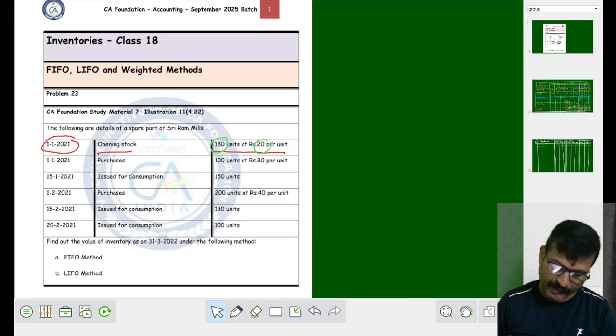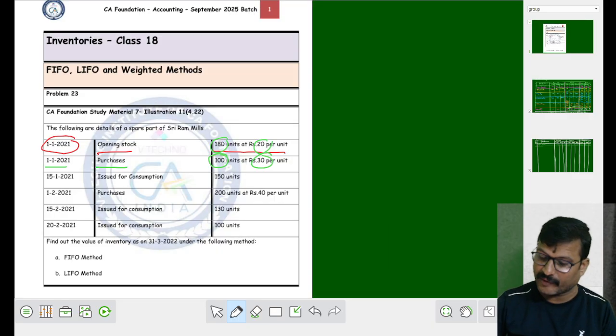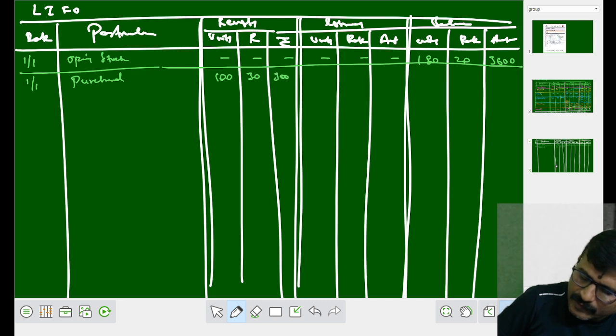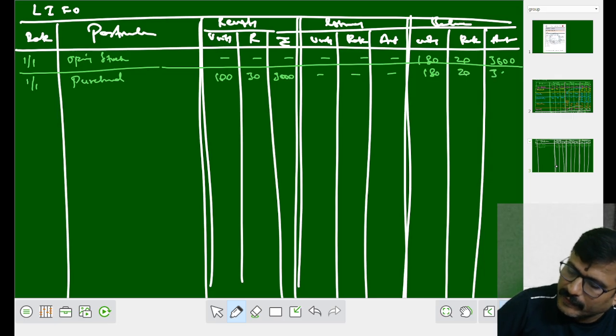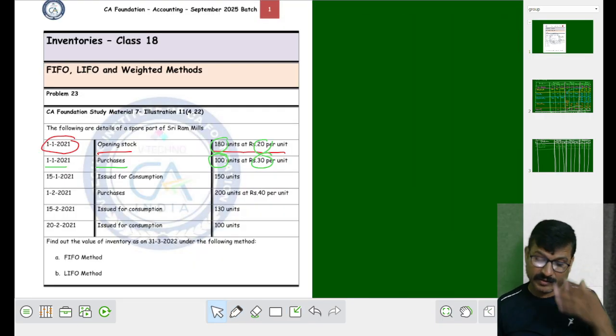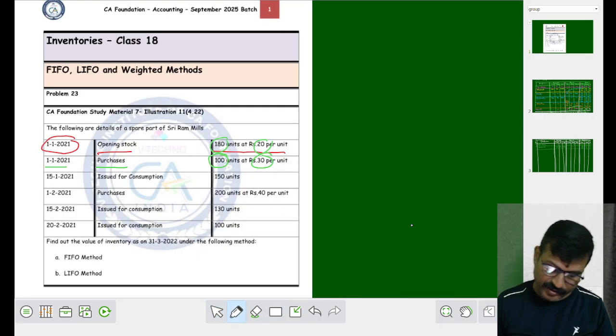You have to give from the bottom. On the next date, my dear children, what did you do? On 1st January, purchased 100 units, 30 per unit, which comes to 3000. So 180, 200, 3600. Purchased 100, 30 rupees, 3000. That completes the second transaction.